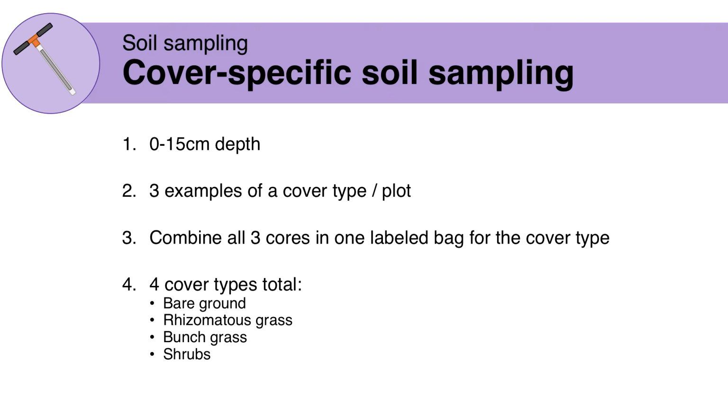So the way this will work in the field is at the cover-specific soil sampling plot, you'll throw in 3 flags over your shoulder, not looking into the plot, and then identify the nearest examples of a cover type. You'll do this one at a time. For example, you'll look for the nearest example to each of those random flags of bare ground, and that will be the 3 places where you'll take your bare ground sample. You'll then repeat this for the remaining cover types.